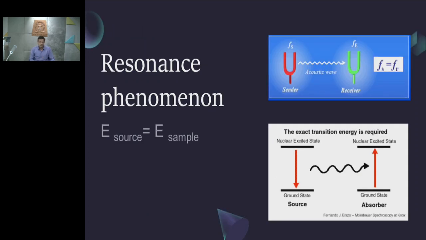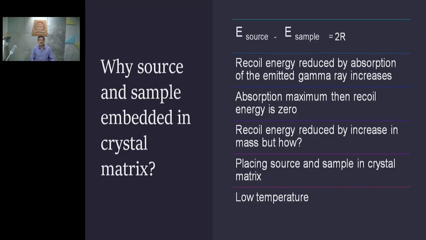And what does resonance mean? The energy of the source is equal to the energy of the sample. So the sender, having the same frequency, is completely absorbed by the receiver. That matching of exact frequency or wavelength leads to the absorption phenomenon. So the source goes from the nuclear excited state to the ground state and emits a frequency which is absorbed by the absorber in the ground state, leading to excitation. That gives us the resonance phenomenon.